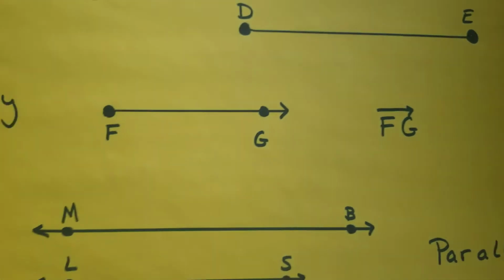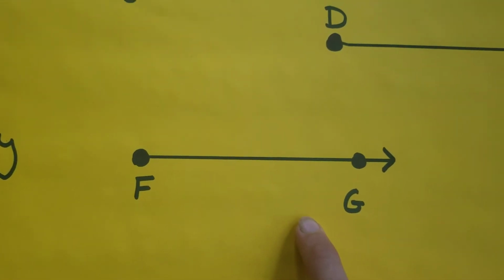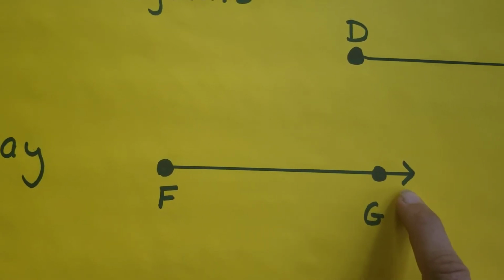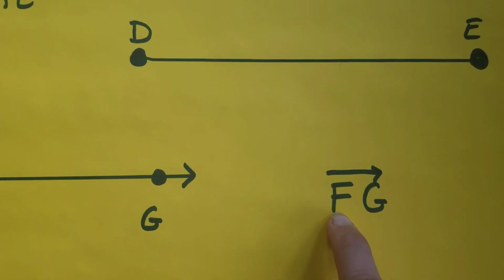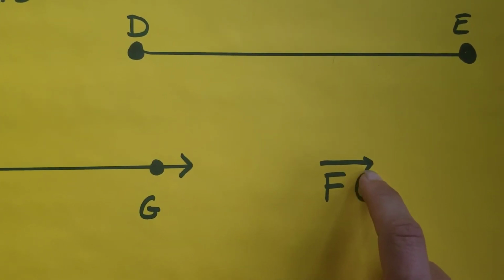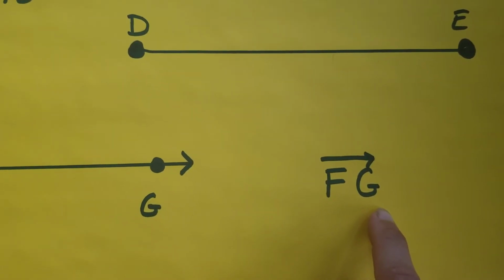All right, then the third one we have is a ray. Now, if you notice here, a ray continues in just one direction. And if I were to write it, I would write ray. See how I have the sign above it with the arrow continuing in just one direction. So that would be ray FG.